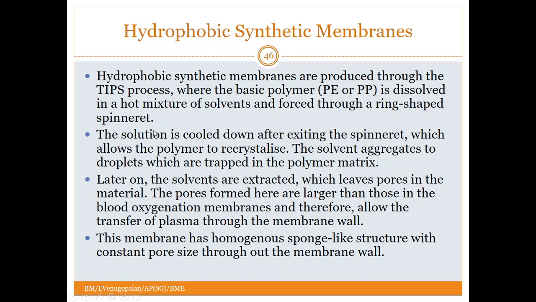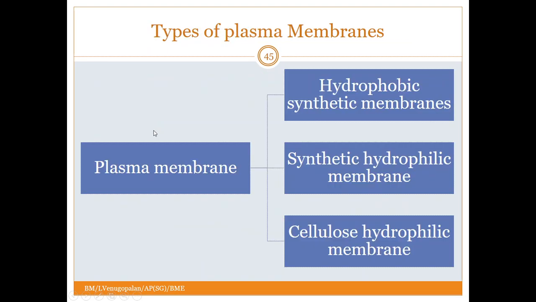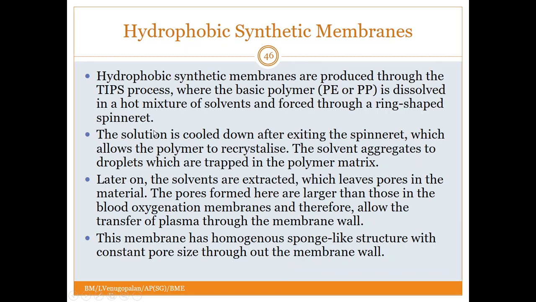So when you remove the solvent, then that leaves holes in the polymer matrix, and these holes actually form the pores. Now the pores formed are larger than those in blood oxygenation membrane, and therefore allow the transfer of plasma through the membrane. Now this membrane is homogeneous and has a sponge-like structure, and it has got constant pore size throughout the membrane wall.